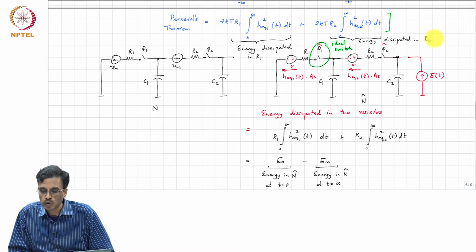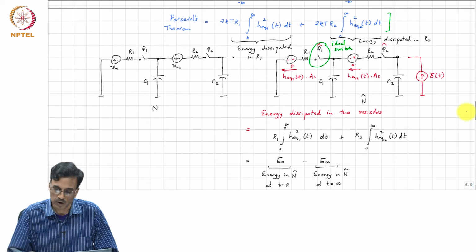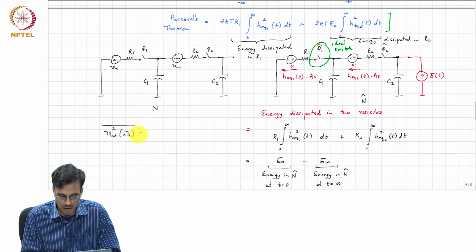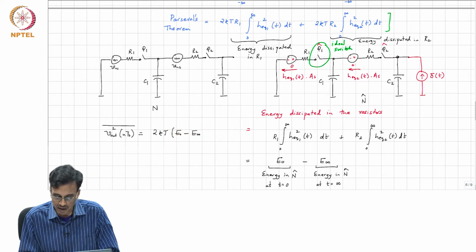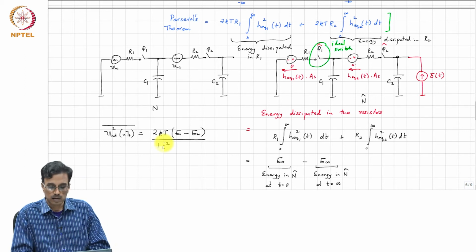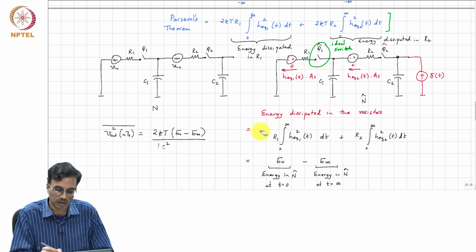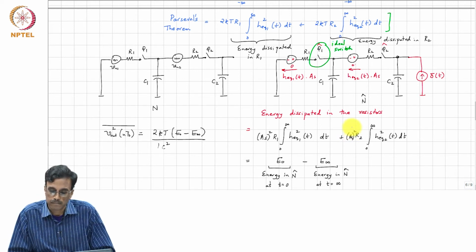Okay. So, what therefore can we say about the mean square noise? We can apply the 2kT. The mean square noise V out is nothing but 2 kT times E0 minus E infinity, divided by 1 Coulomb square. Why is that? We are using the current, so this is Coulomb square, and this must also be multiplied by, actually I will call this ampere second. This is also ampere second, all right.